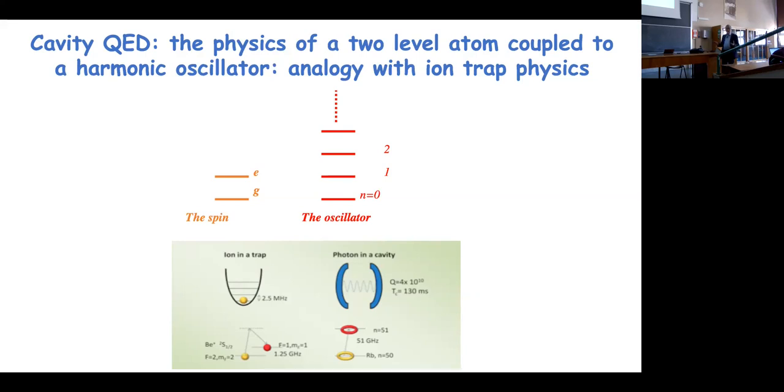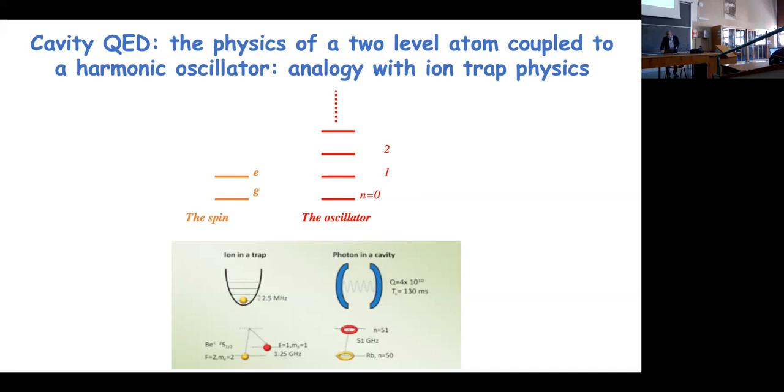So you have the internal degrees of freedom of the atoms, which is the spin, and the external degrees of freedom, which is a number of vibration quanta in the trap. In our case, the atom is a Rydberg atom, which evolves between two nearby Rydberg levels, E and G, and the oscillator is a mode of the field between the mirrors of the cavity. So the systems are quite similar. What is the nature of the interaction between the two systems?